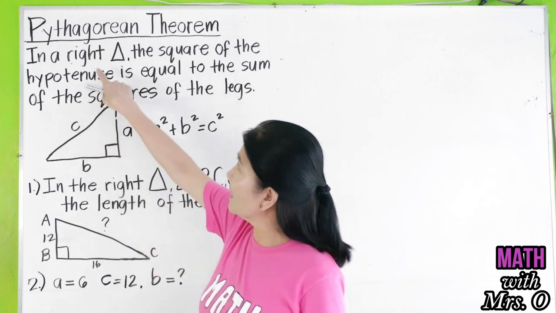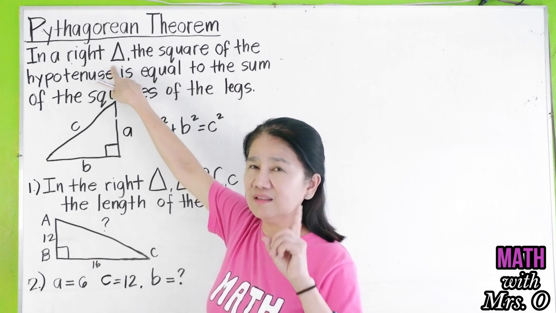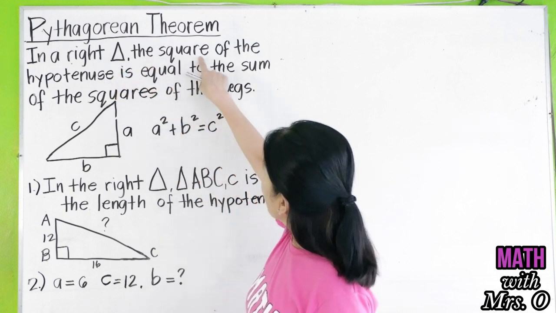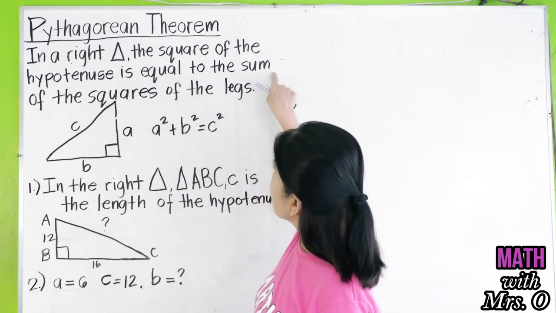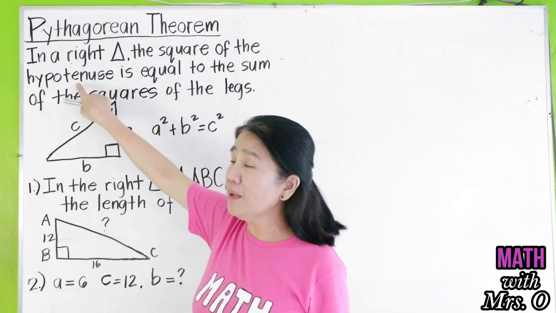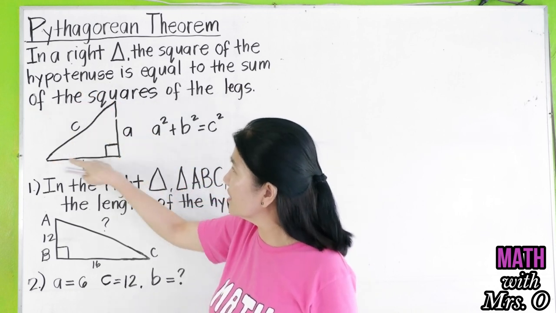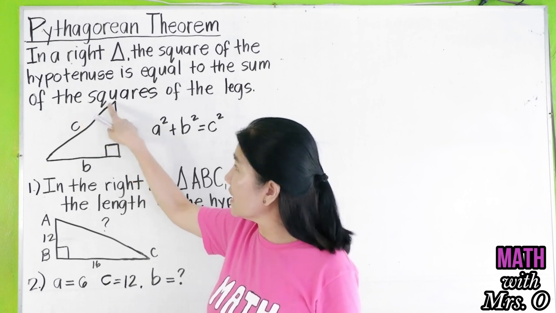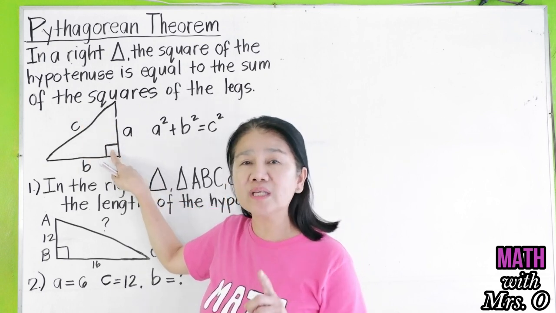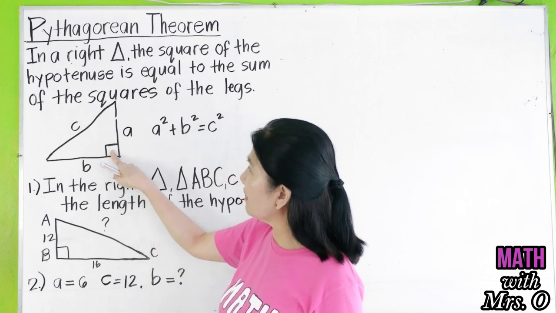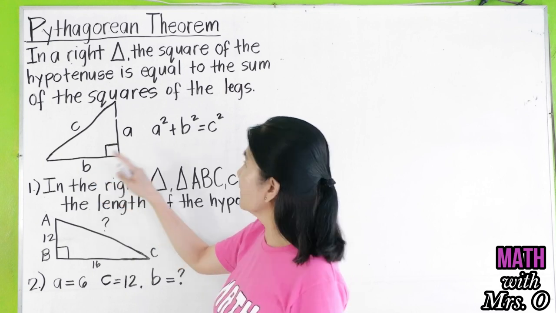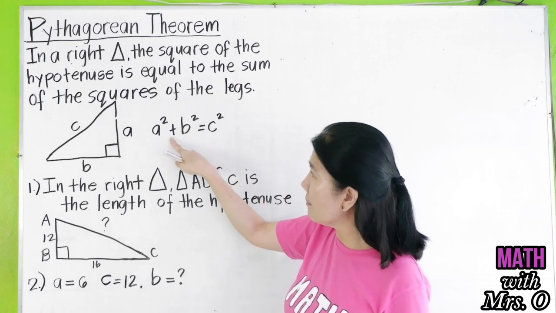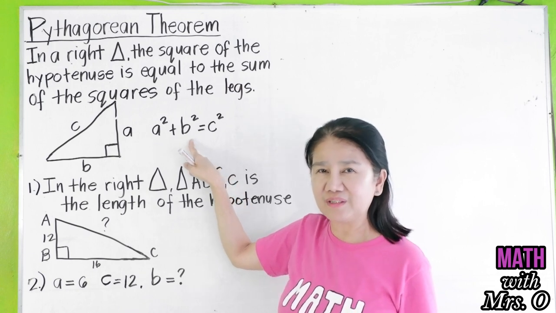It states that in a right triangle, so take note of that, remember that, the Pythagorean theorem applies to right triangles only. The square of the hypotenuse is equal to the sum of the squares of the legs. The hypotenuse here in this right triangle is small c. The hypotenuse is always the side opposite the right angle, and it is always the longest side. The legs are A and B. So, the square of the hypotenuse C is equal to the sum of the squares of the legs. That is the Pythagorean theorem.